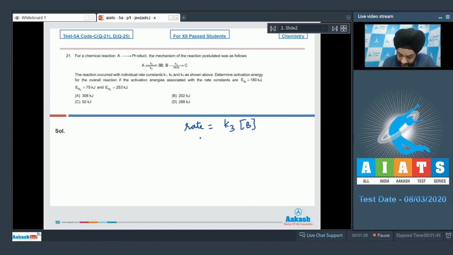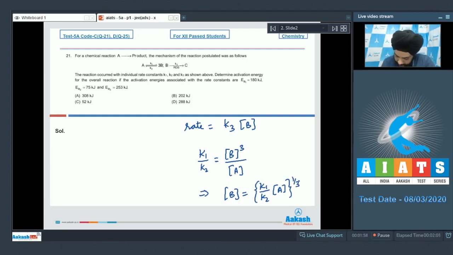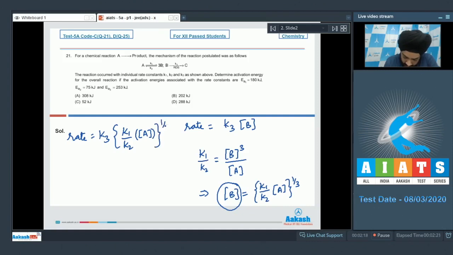From the first equilibrium we can write that K1 by K2 is equal to concentration of B raised to the power 3 divided by concentration of A. So this means that the concentration of B will be K1 by K2 into concentration of A, and everything raised to the power 1 by 3. All that is left now is to substitute this value of concentration of B into the first expression. So students, we have the rate is equal to K3 into K1 by K2 into the concentration of A, whole raised to the power 1 by 3.